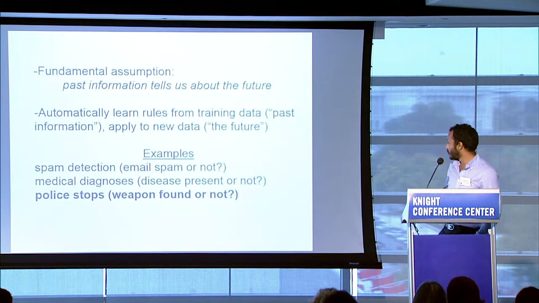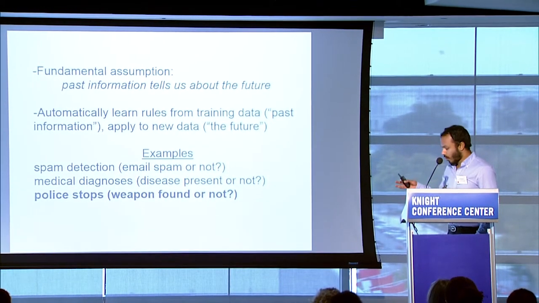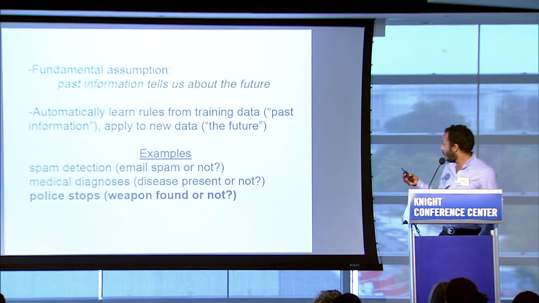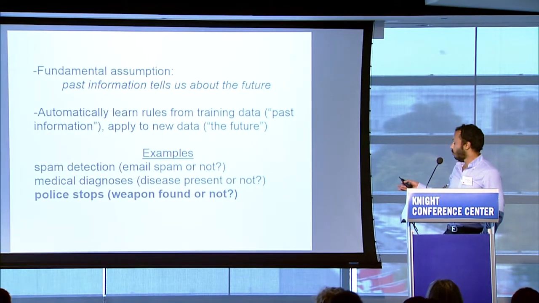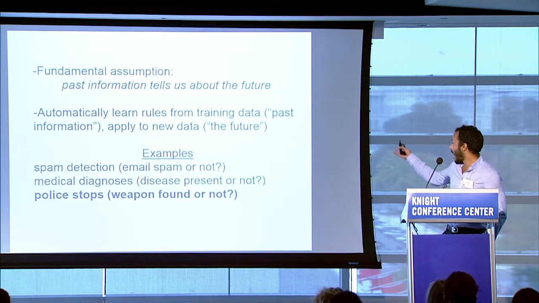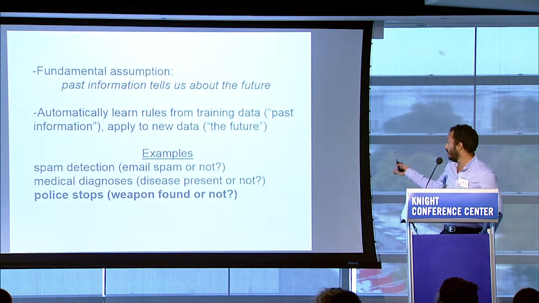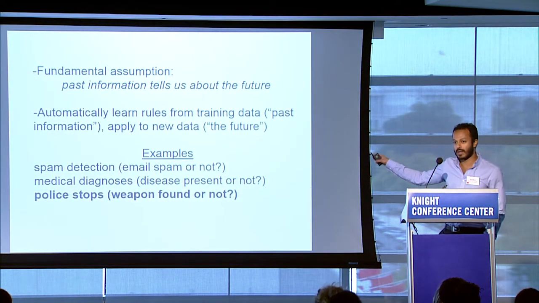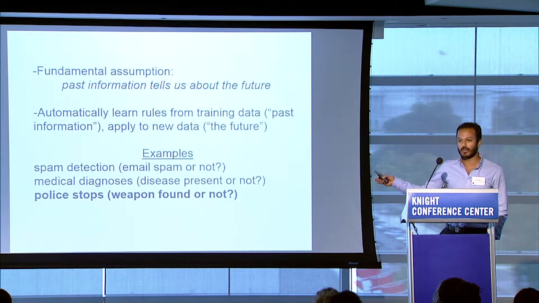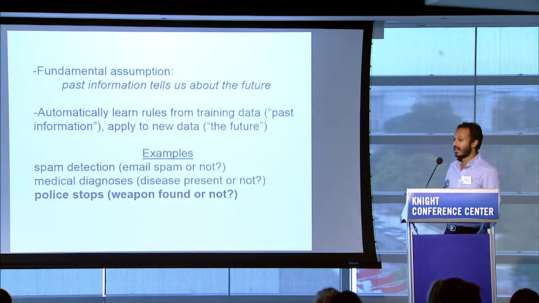So the fundamental assumption is that past information tells us about the future. What a machine learning algorithm does is automatically learn rules from what's called training data, which is the past information in the point above, and apply those rules to new data, the future. The automatic aspect is the machine in machine learning. So a human isn't learning these rules by hand, but a machine is learning them automatically.